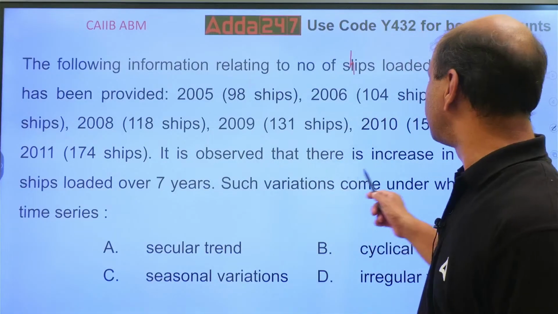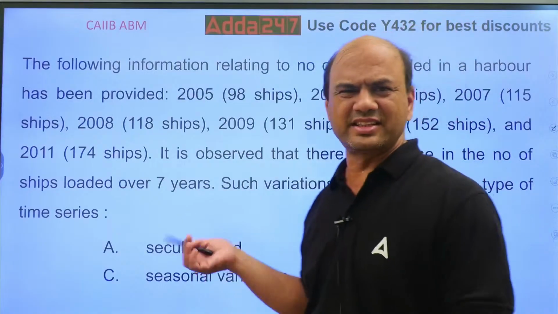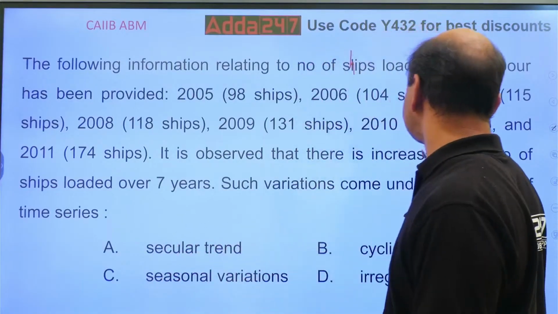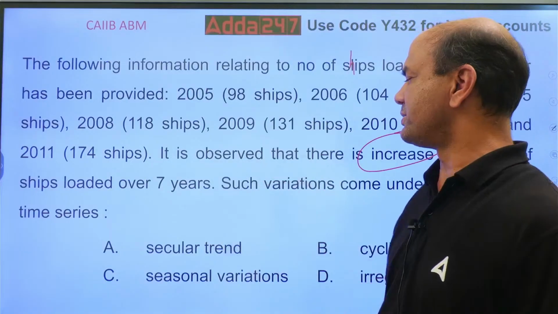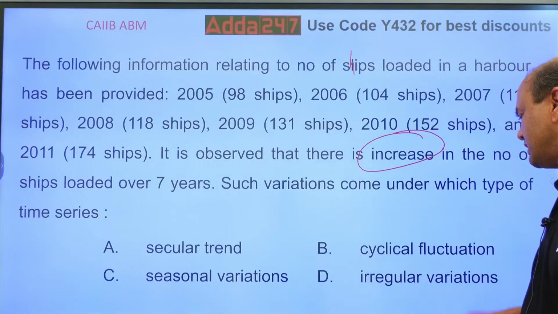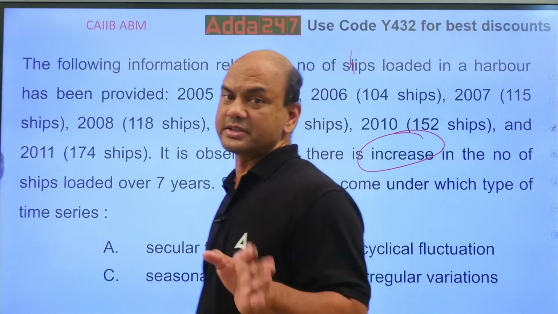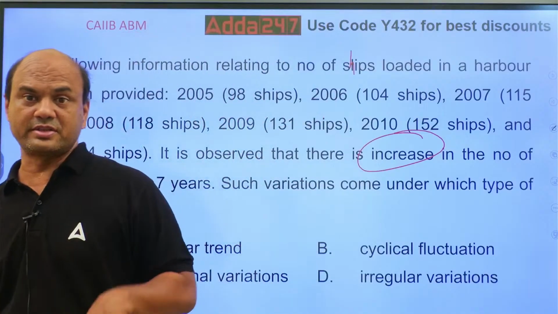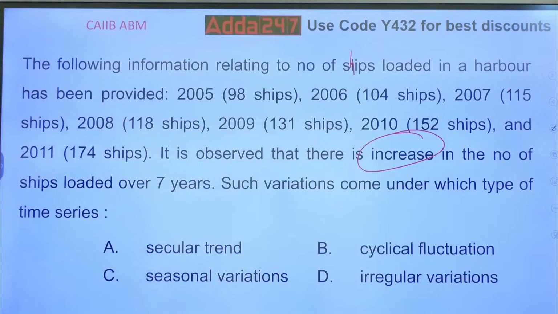It is observed that there is an increase in the number of ships loaded over the 7 years. It's clearly mentioning increase. Such variation comes under which type of time series? Secular, cyclical, seasonal and irregular. Now this is what I've just answered you. First question. Now you have to think over it. What will be the answer in this?